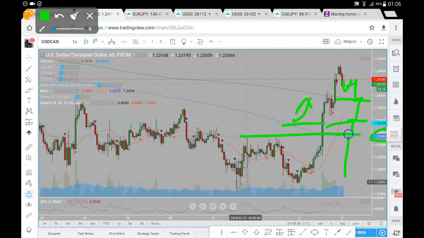And if we were not able to hold 23.34, I would expect the entire move to retrace and for us to head all the way back down towards this 22.60 level where we previously found support.